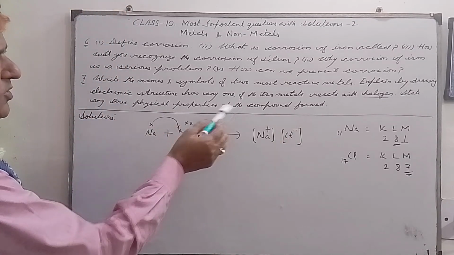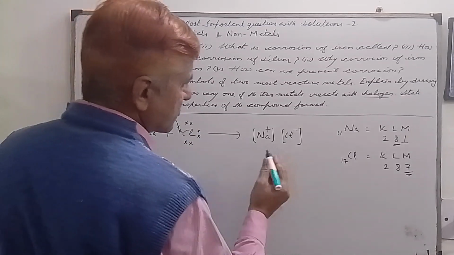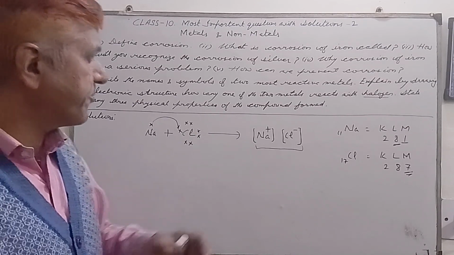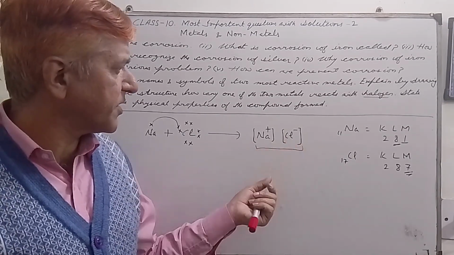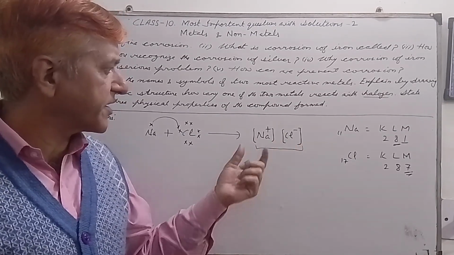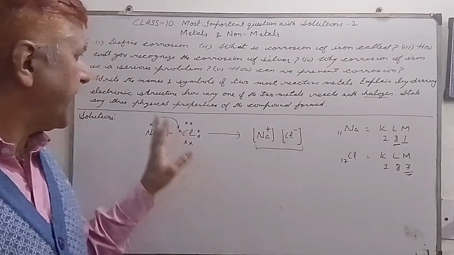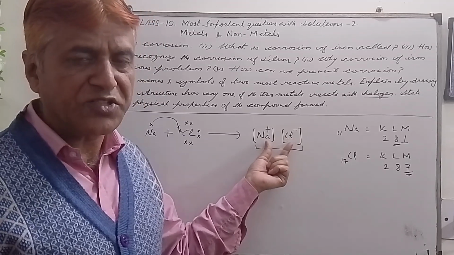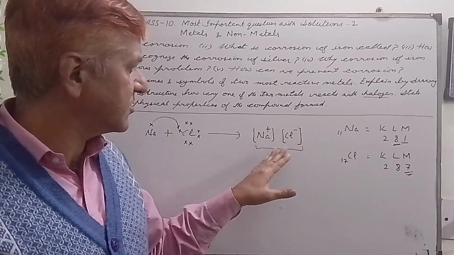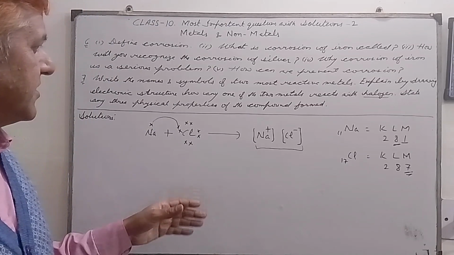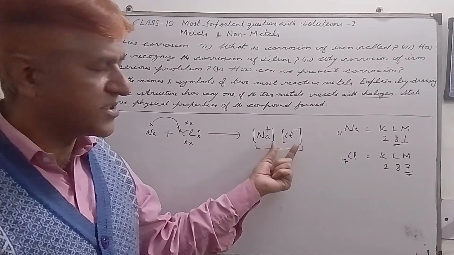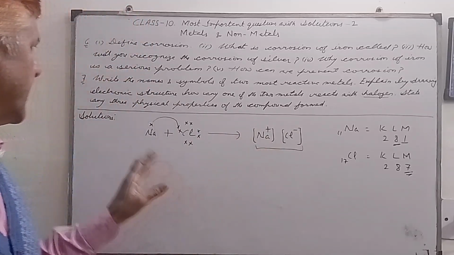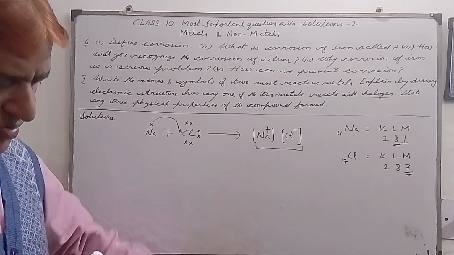State any three physical properties of the compound formed. So my dear students, this is an ionic compound. Physical properties, for example: melting and boiling points of ionic compounds are very high, and they are soluble in water but insoluble in organic solvents, and they conduct electricity in solution form. So these are the physical properties of ionic compounds.